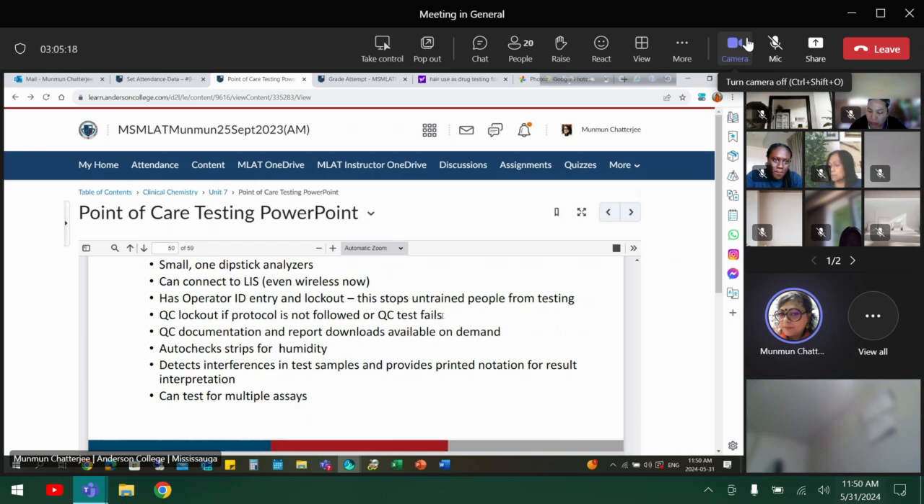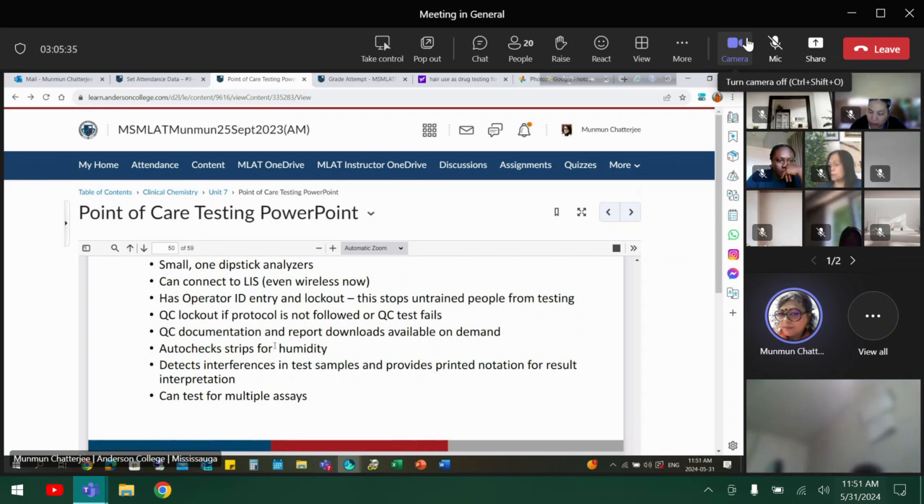So nowadays it is so beautiful. If you didn't do the QC, or the QC fails, it's going to be locked out. It will not allow you to do the test until you do the QC properly. QC documentation and report downloads are available on demand.